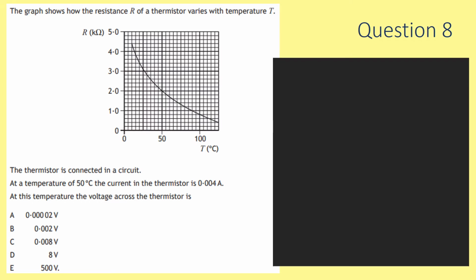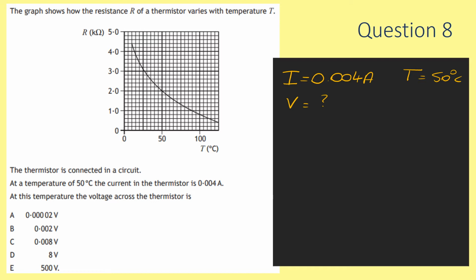Question 8, we have a graph showing how the resistance of a thermistor varies with temperature. We're also told that at a temperature of 50 degrees C, the current in the thermistor is equal to 0.004 amperes. At this temperature, the voltage across the thermistor is, that's what we want to calculate. First step in every calculation question is to write down what we know. We know that the current is equal to 0.004 amperes, and that's at a temperature which is equal to 50 degrees C. We also know that we want to calculate voltage.